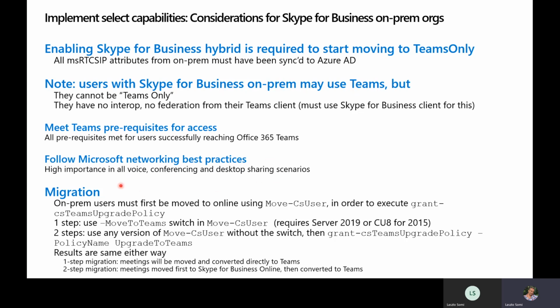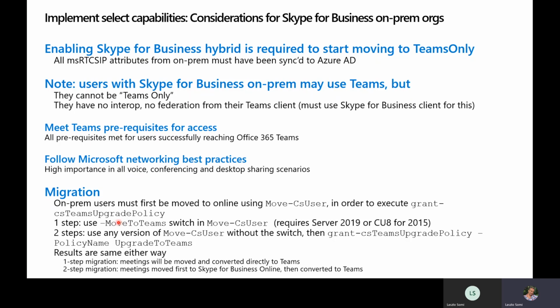And when you're ready to migrate a user, you can do this in a 1-step or 2-step migration, depending on what version of on-premises server you have. So 1-step migration works for Skype for Business Server 2019 or 2015 with CU8 or newer. You can use the move-csuser command with the move to Teams option. It will do 2 things.